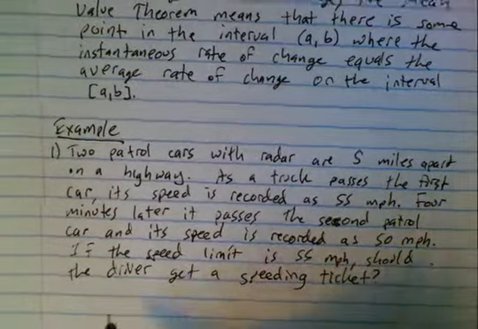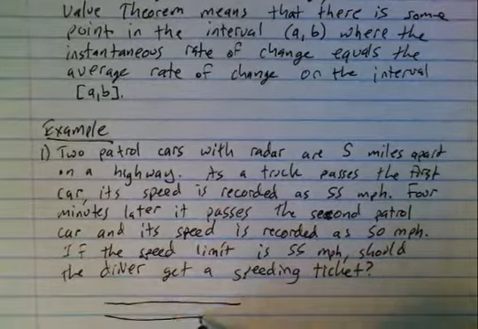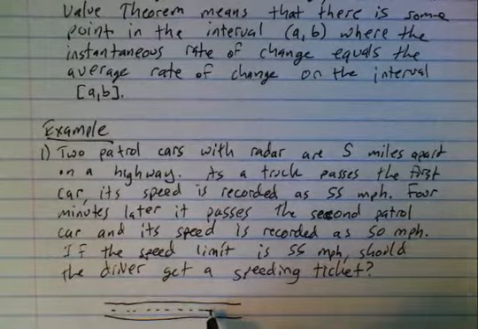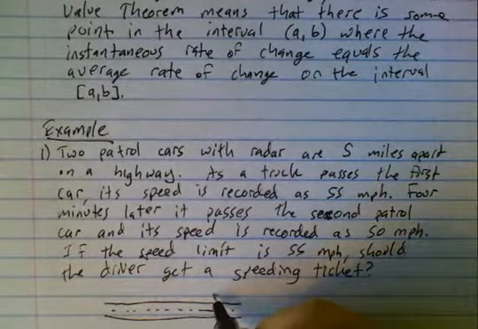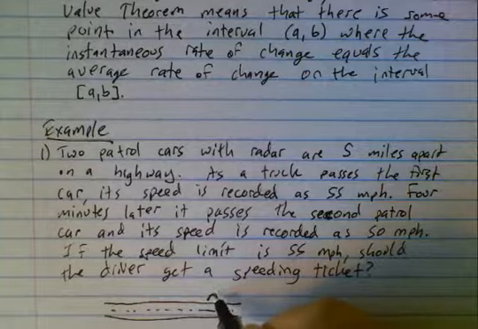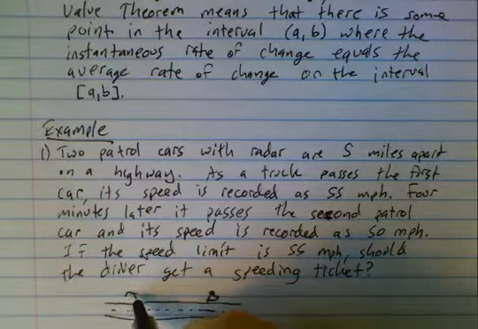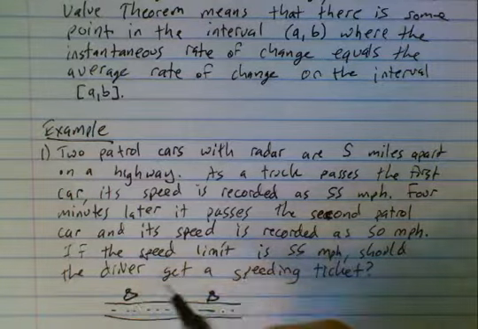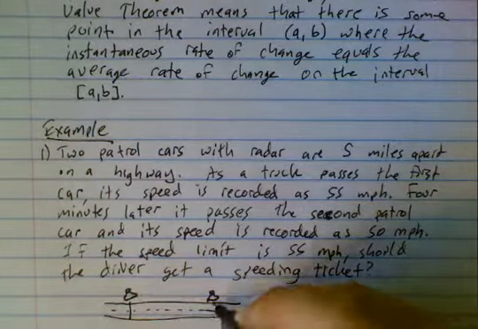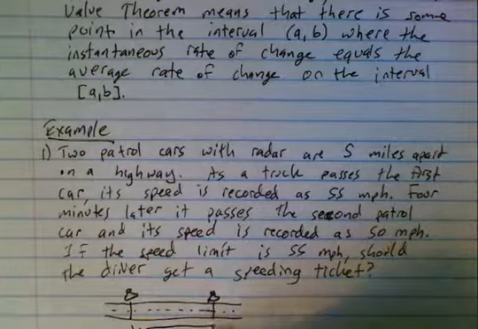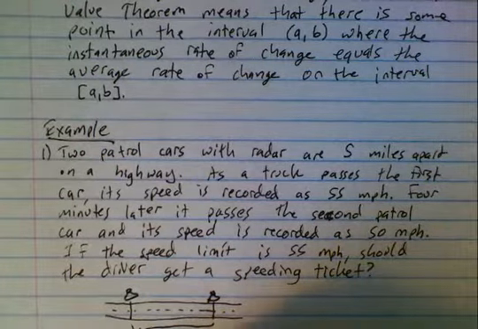However, let's draw this out and look at something. So here's our little road. And here's one little car, with little lights on top. Here's the other little car, lights on top. There we go. We know they are 5 miles apart.